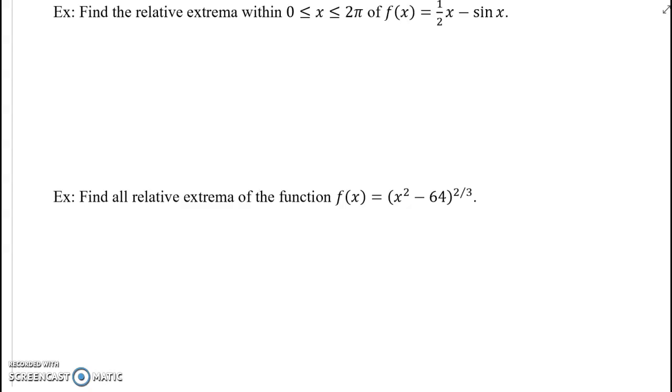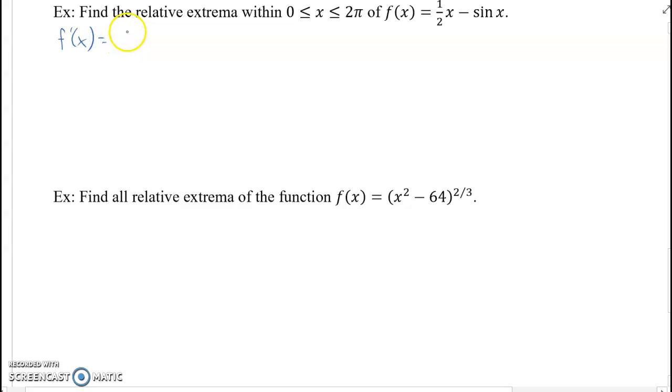Anytime you're asked to find the relative extrema of a function, it's that same mantra. Set the derivative equal to 0 and solve for x. So on this function, we're going to take the derivative of f of x. We'll get f prime of x.